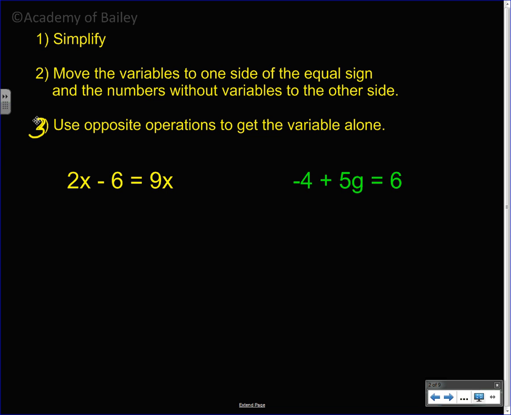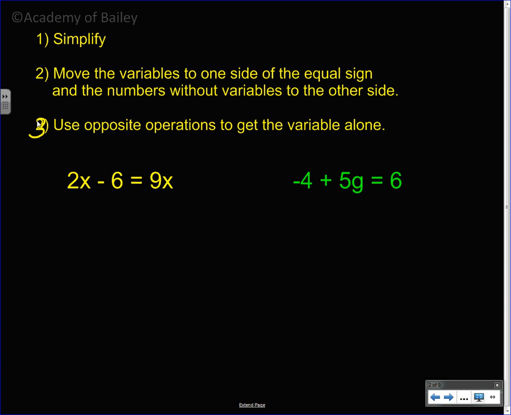-4 plus 5g is equal to 6. Okay, first off, we're supposed to simplify. And if we look at that, there's nothing we can simplify there. Simplifying would mean, like, maybe if we had 8 right there, 8 minus 4 would be 4. That would be simplifying.